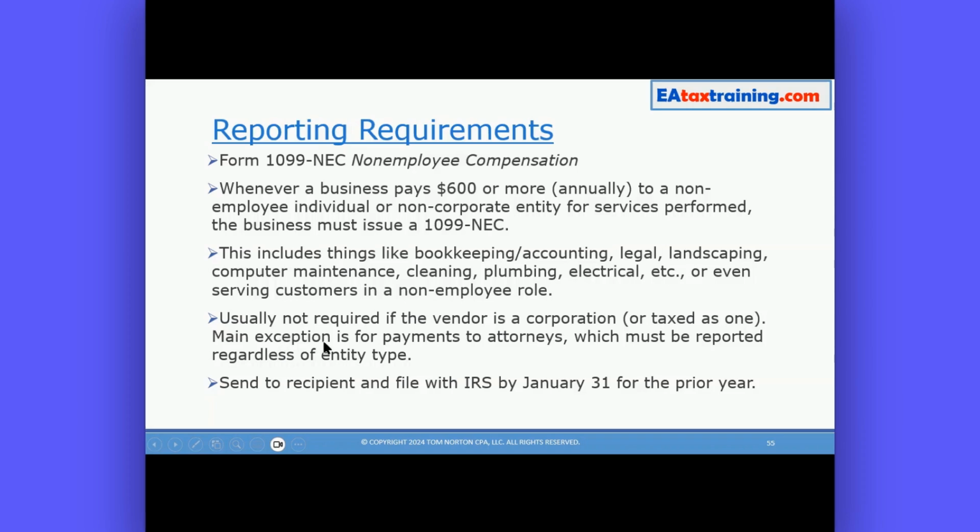There are exceptions for this, but the main one that you'll come across is for attorneys. It doesn't matter if the attorney is a corporation, you still have to give them a 1099 NEC. These are sent to the recipient and the IRS again by January 31st of the next year. So just like a W-2, you have to do it by January 31st, send to the IRS and send a copy to the person to whom you are reporting.